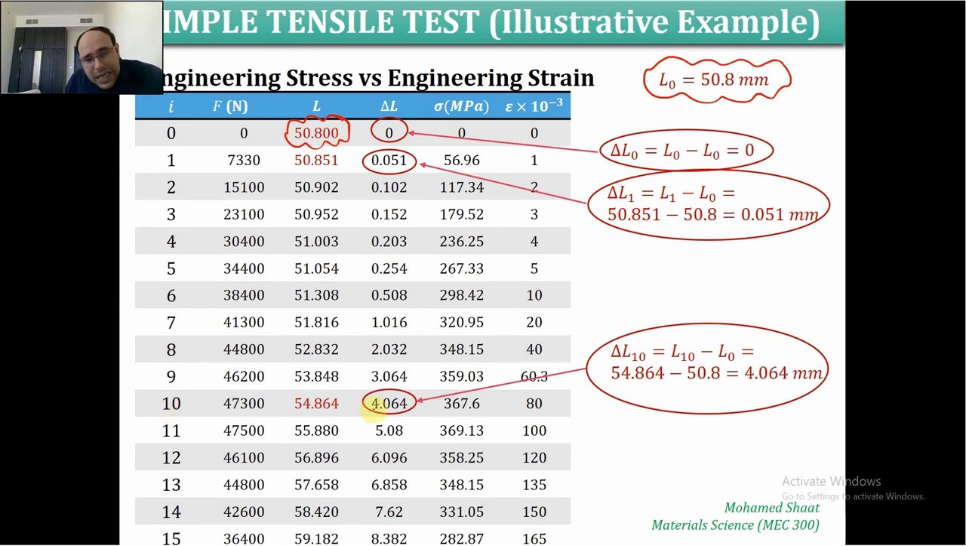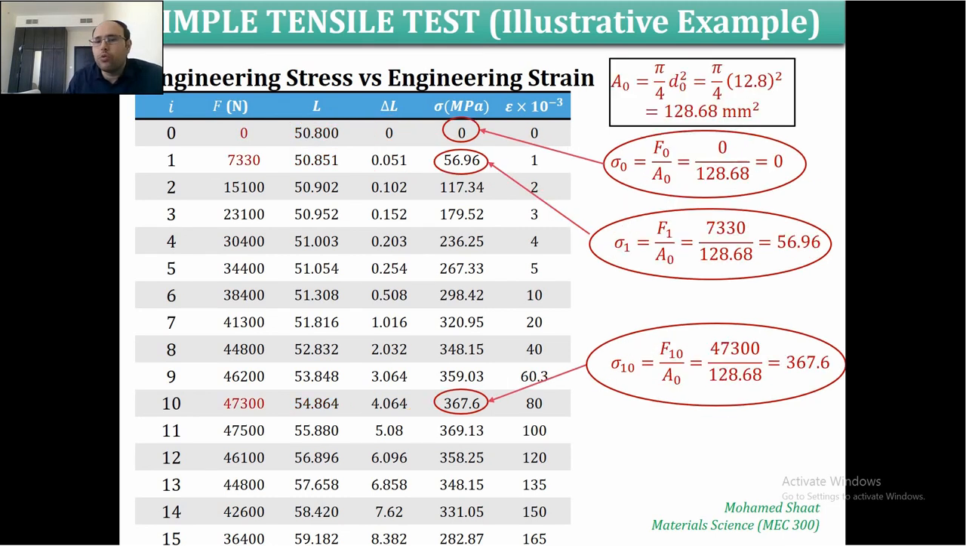How about instant 10? At instant 10, this is the force, this is the new length. So if you subtract the original length, 50.8, from the new length, which is 54.684, you're gonna end up with 4.0064 millimeter as elongation. This is gonna give you the elongation at instant number 10. Make sense? And so on, you're gonna keep going till you finish the first column, which is the elongation.